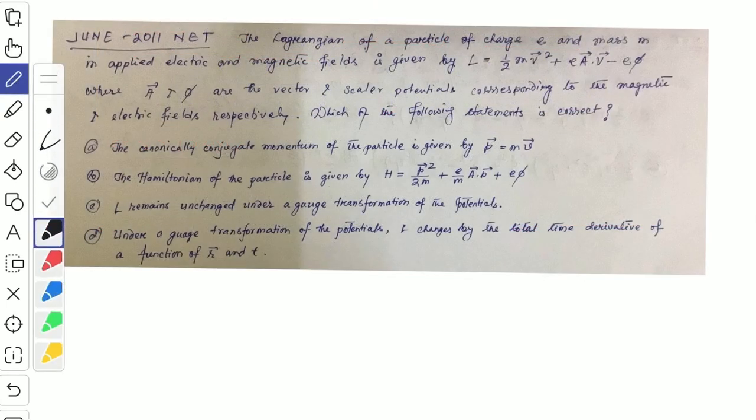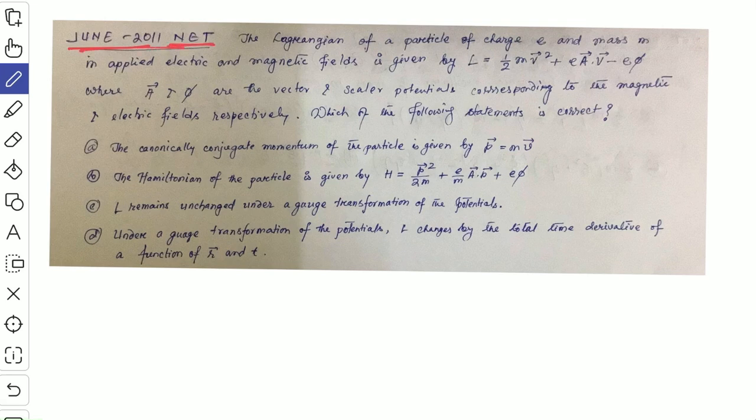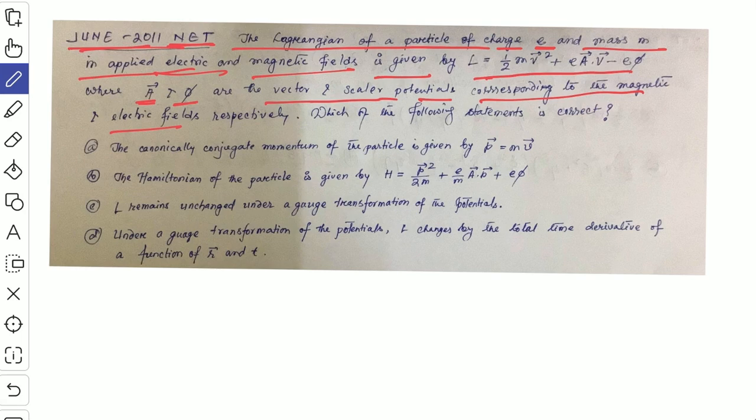So here you see, this question is from June 2011 CSIR NET. The Lagrangian of a particle of charge e and mass m in applied electric and magnetic fields is given by this, where vector A and scalar phi are the vector and scalar potentials corresponding to the magnetic and electric field respectively. Which of the following statements is correct? So we need to find the correct statement.